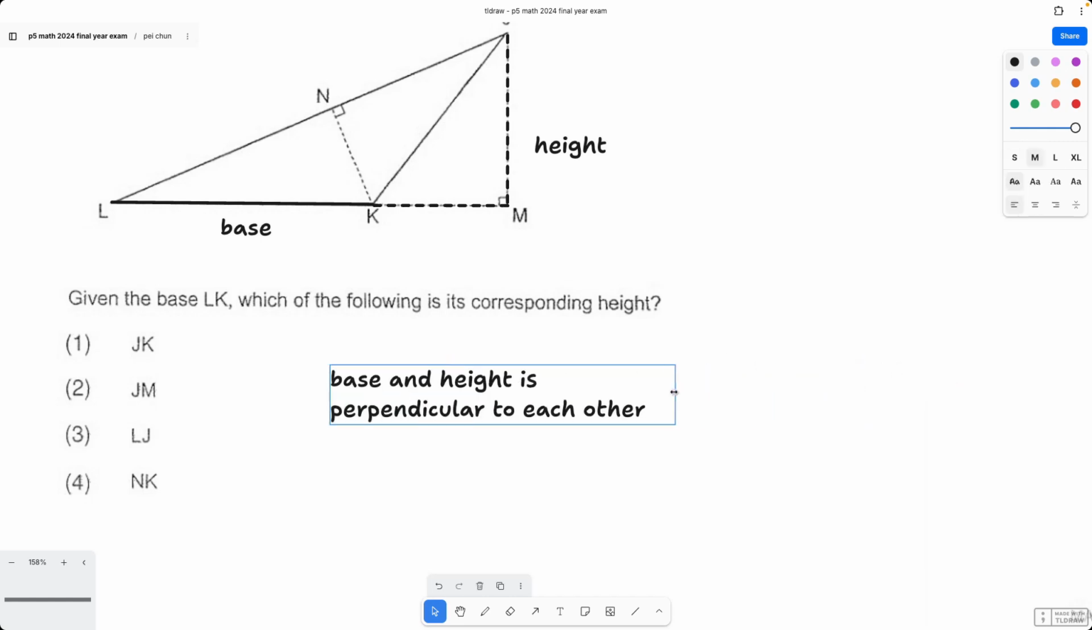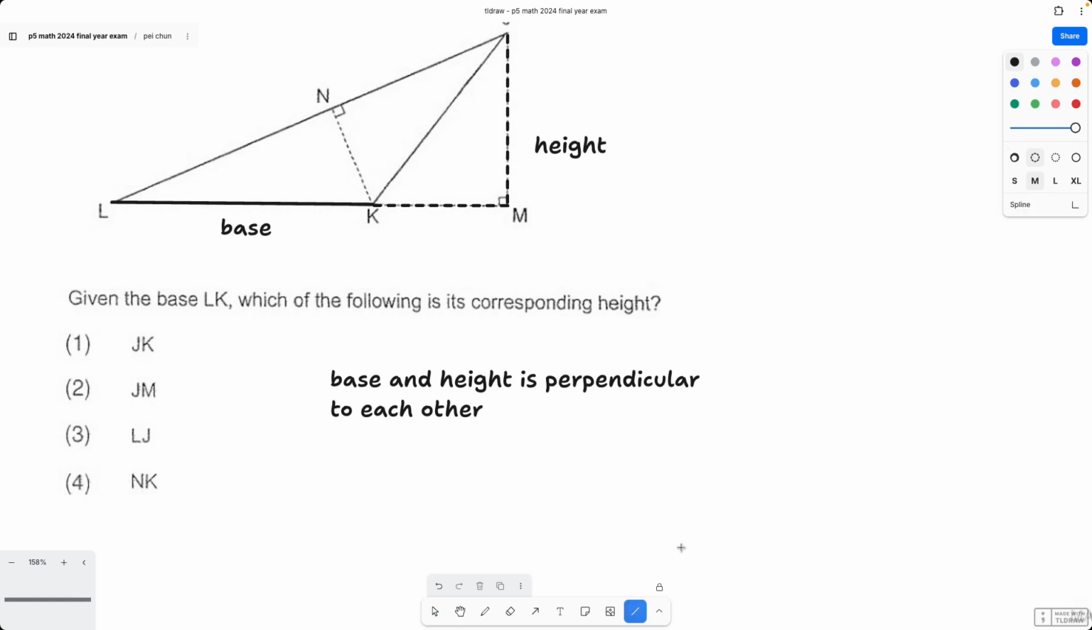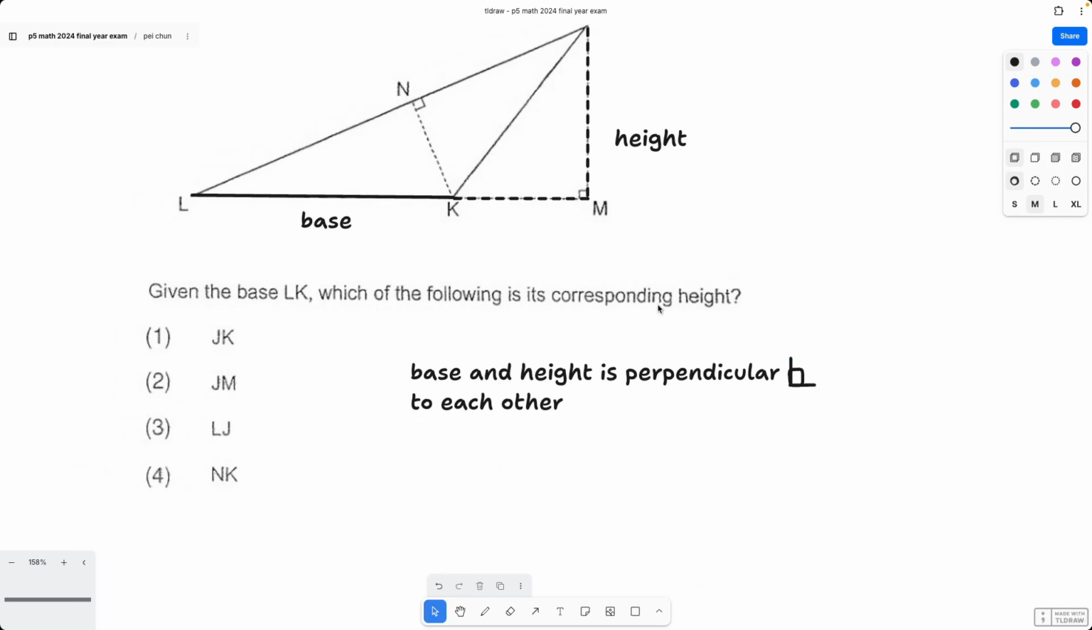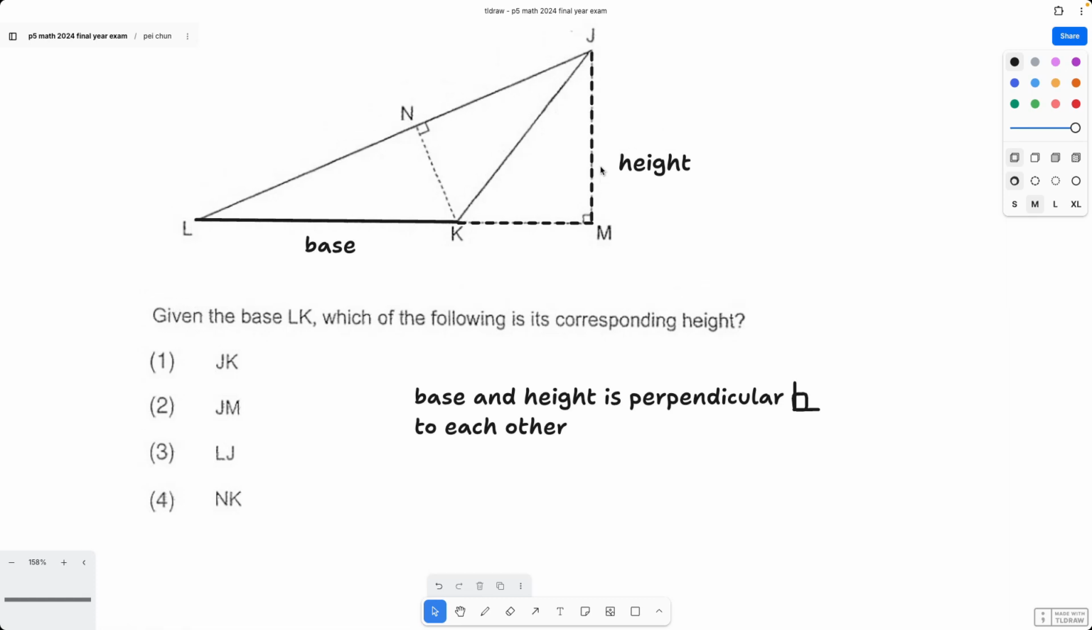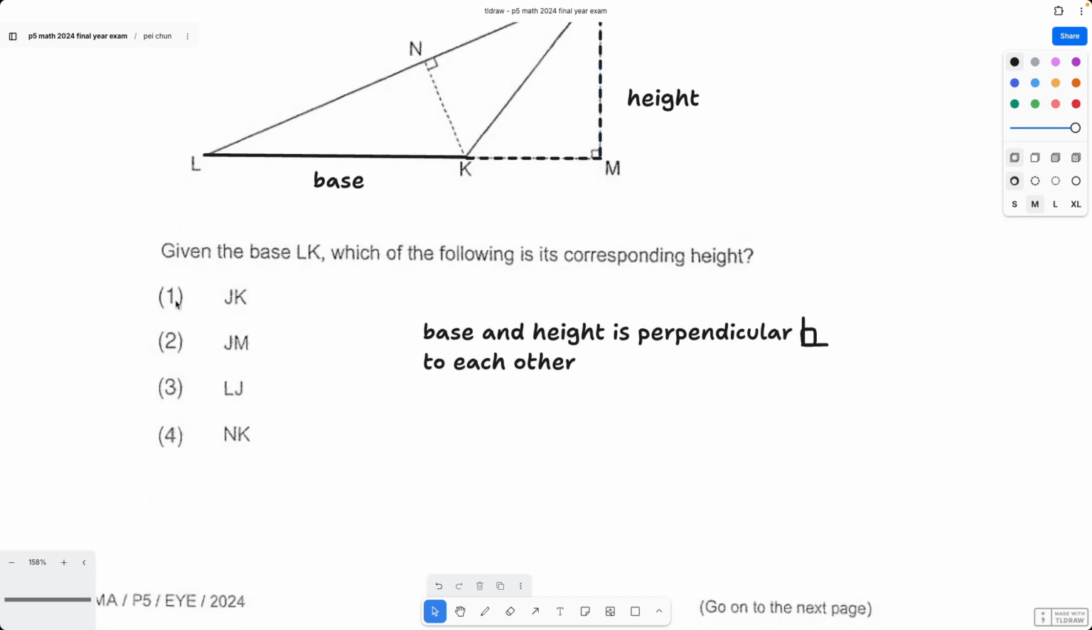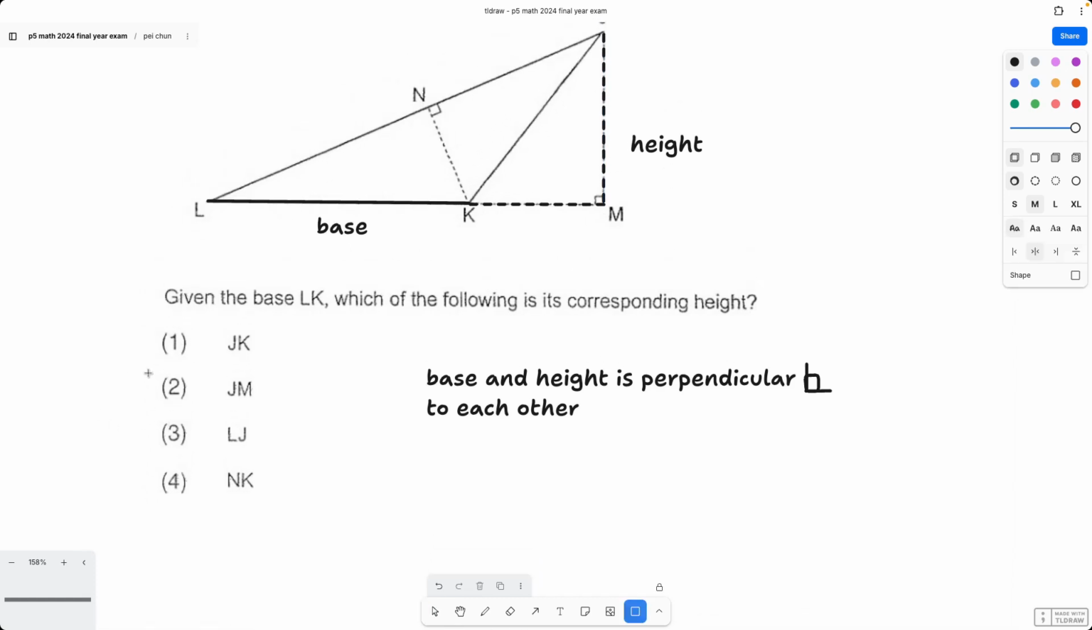Right, so perpendicular, I think the easiest sense is this, right? This line over here, and then we have another line like this. And we put a rectangle like this, perpendicular. All right, so there you go. So the answer in this case is M and J, or J and M, which is option number 2 over here.